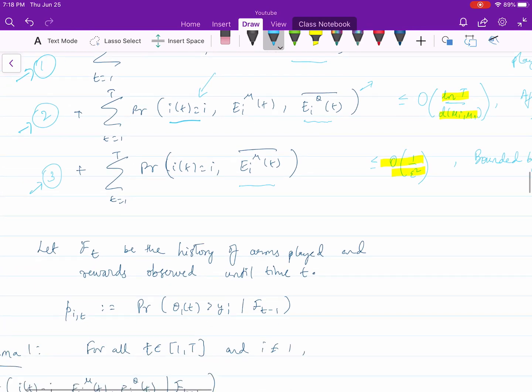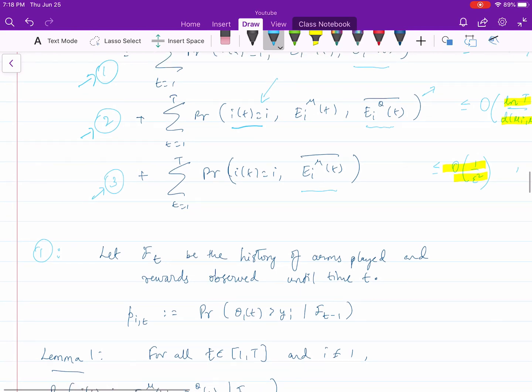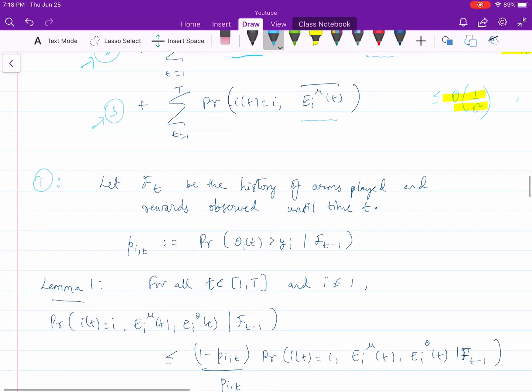So now we'll go into the details of these three summations separately. We'll first define, I mean, this is a hand wavy definition, but for the detailed definition you can look at the paper. So this script F t, you can think of it as some history which collects the arms which are played and the rewards observed until the time t. And we define this small lowercase letter pi of i,t as the probability that the arm I sample theta I of t is greater than yi given the history up to time t minus 1.